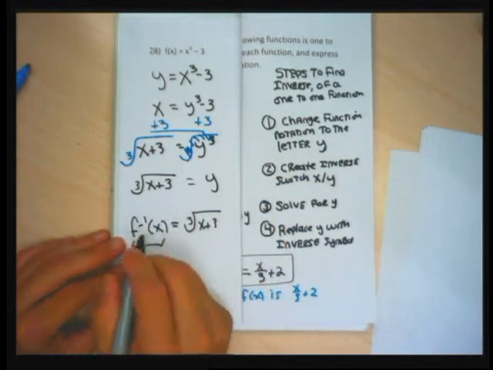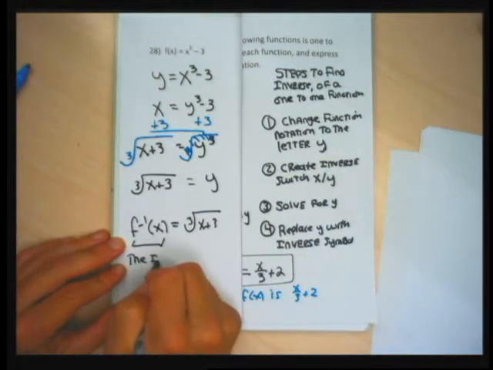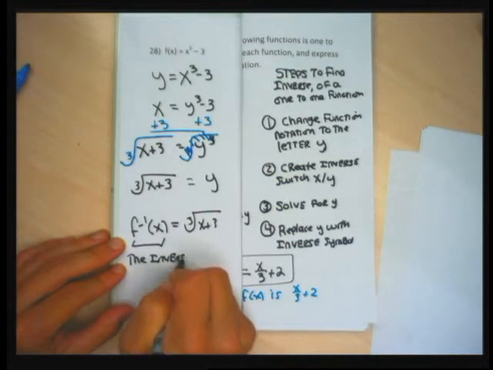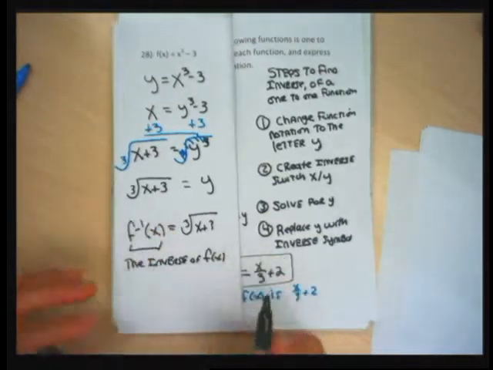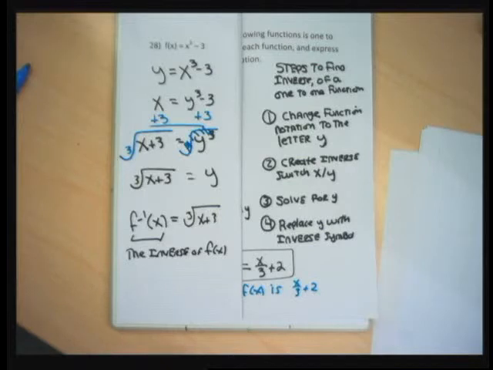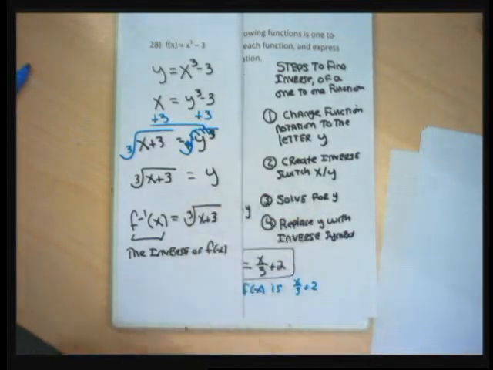Again, this symbol, I read this as the inverse of f of x, and then the equal sign is my is, and then what the answer is. And that, again, is the cube root of x plus 3.